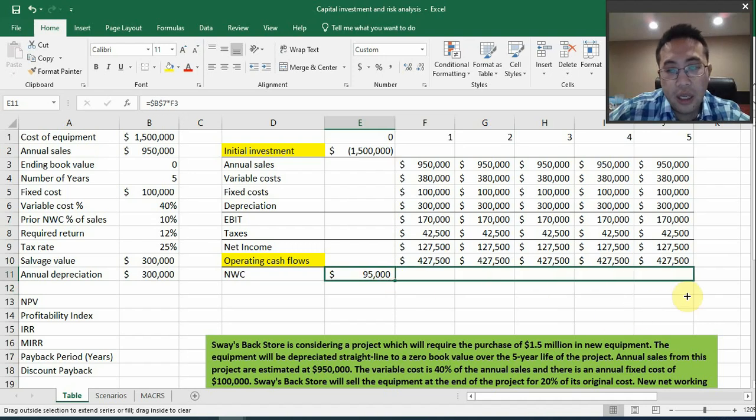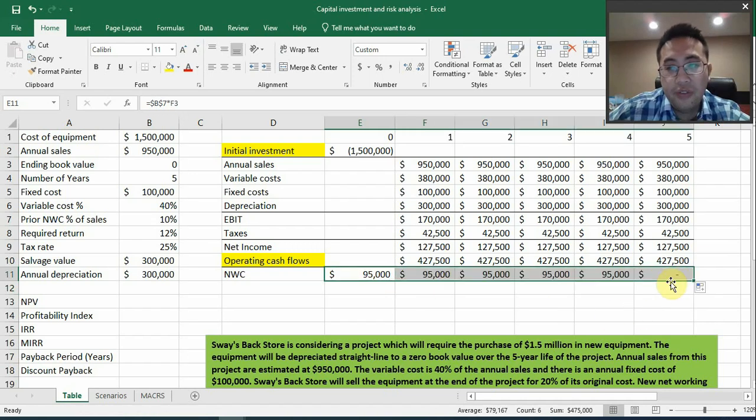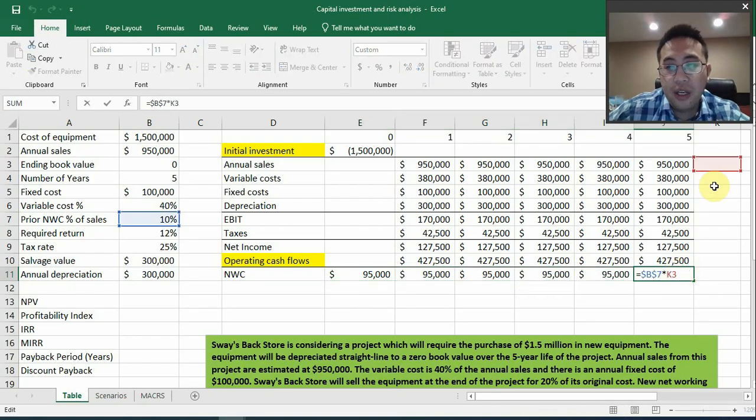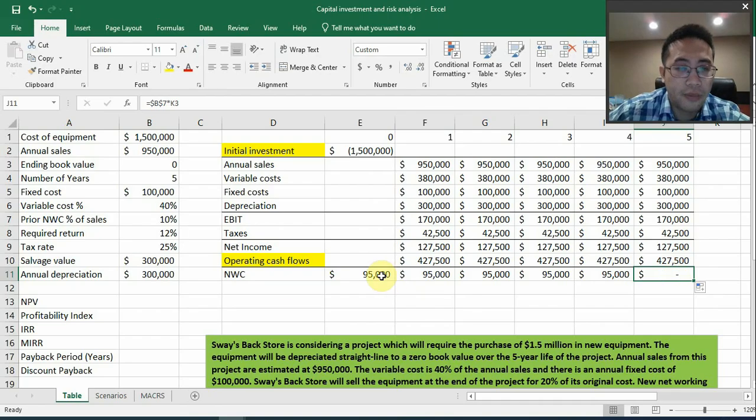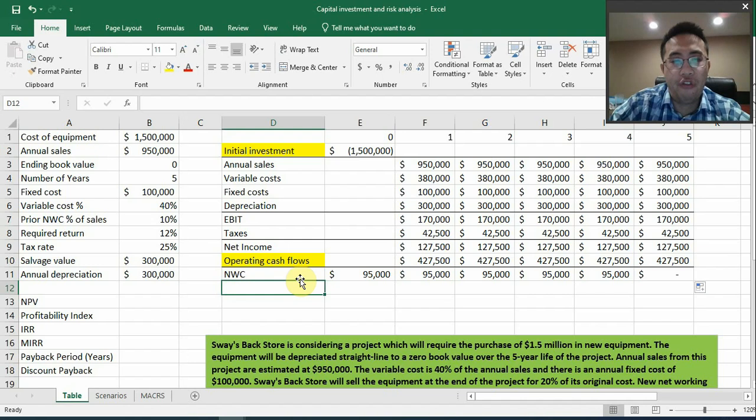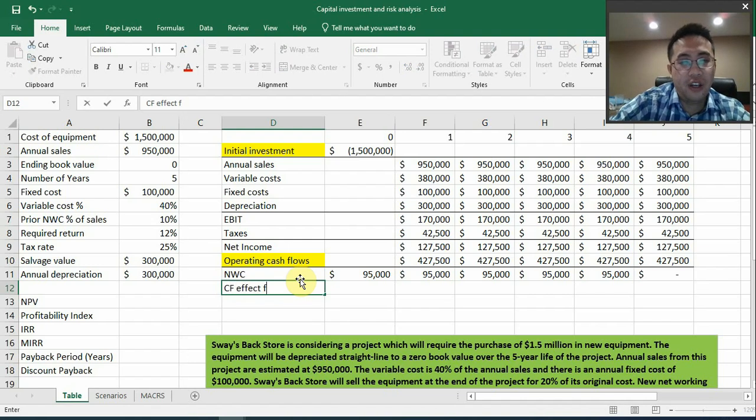Okay, then just drag it all the way. If you reach year 5, actually the value here is 0 because you have no sales in year 6, and you don't need to prepare any inventory, so your inventory will be 0 in the last year. Okay, you can do it this way, or you can just type in 0. It does not matter. All right, what we really want to do here is to get the cash flow from the change of net working capital. So the cash flow effect from change of net working capital.